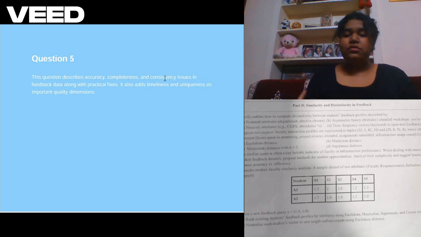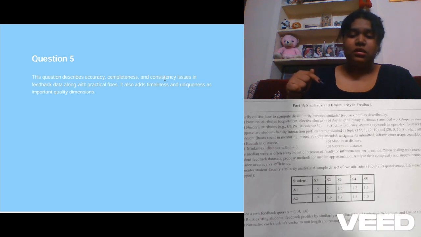Feedback summarization faces three major issues. Missing data occurs when students skip questions, which we can fix using imputation, such as replacing missing values with the mean or class-based estimates.